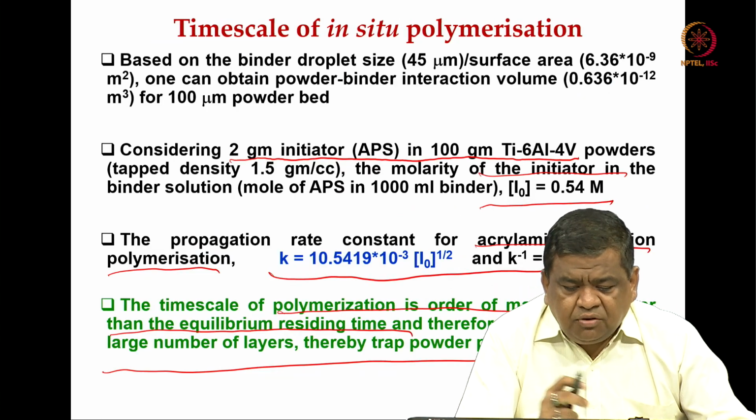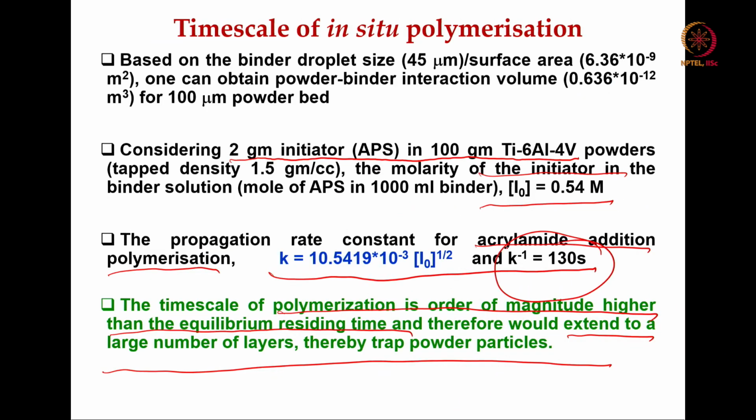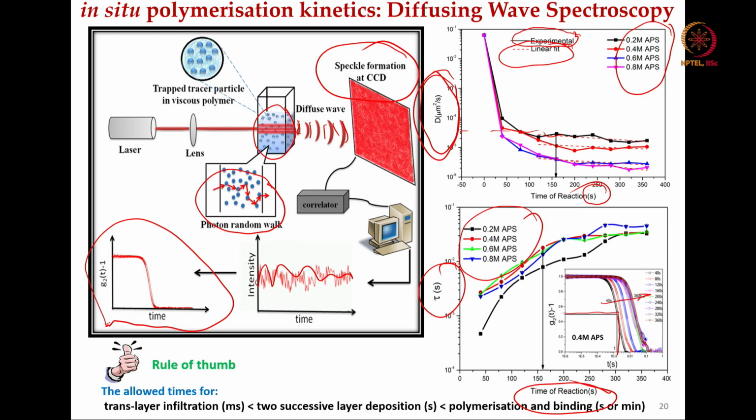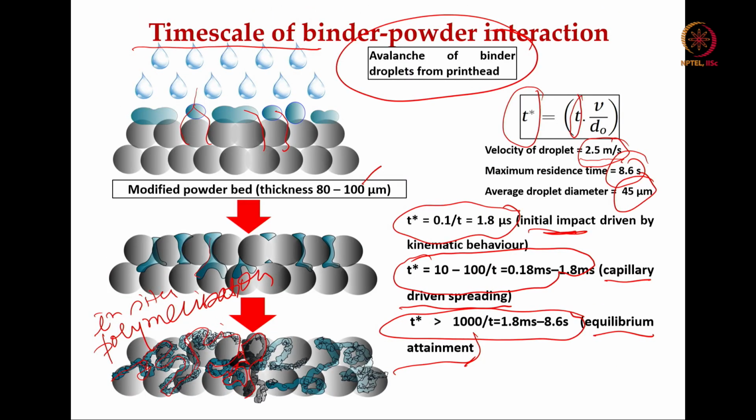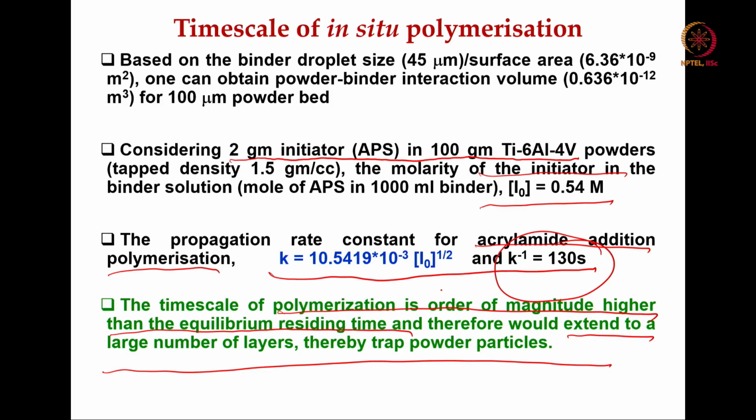And from this what is found is 130 seconds, and this 130 seconds is much higher than the equilibrium residence time. And what is the equilibrium residence time? It is of the order of a few milliseconds. So, what it means is that this infiltration or polymerization will not be restricted to only 2 layers, but will extend to multiple such layers.